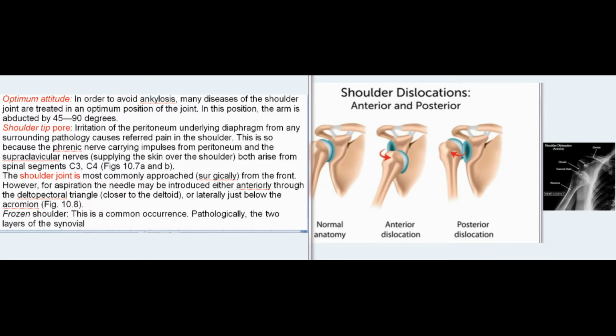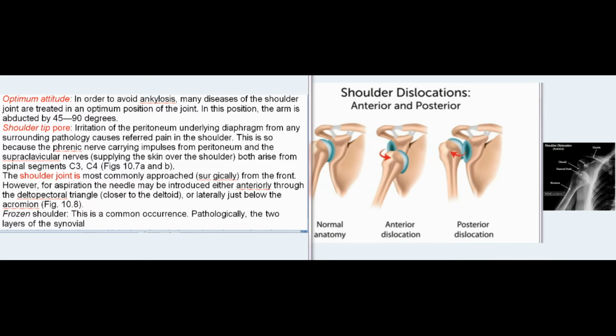The shoulder joint is most commonly approached, surgically, from the front. However, for aspiration the needle may be introduced either anteriorly through the deltopectoral triangle, closer to the deltoid, or laterally just below the acromion, Fig 10.8.